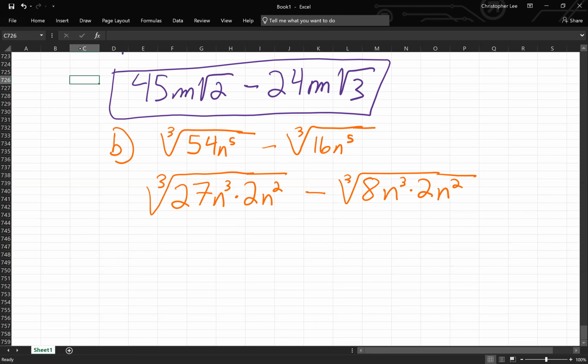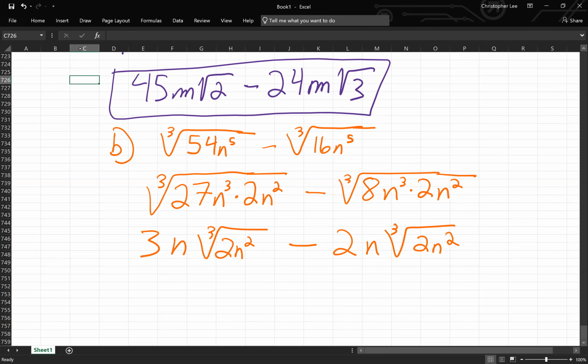Simplify this down. Cube root of 27 is 3, right? The cube root and the n to the third will cancel out, leaving just n. And then I have the cube root of 2n squared, minus, over here, cube root of 8, we know is 2. Cube root of n cubed is just n. And then that leaves the cube root of 2n squared.